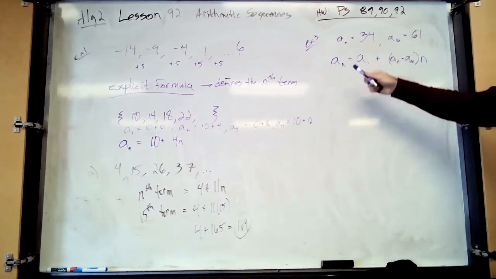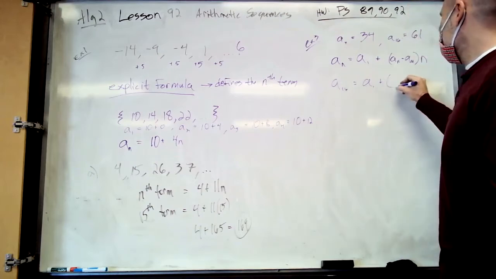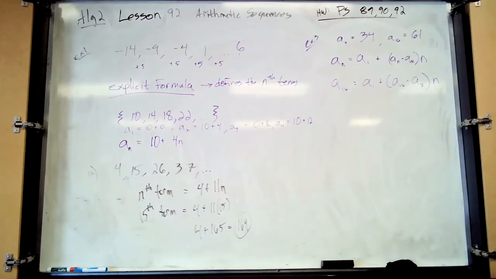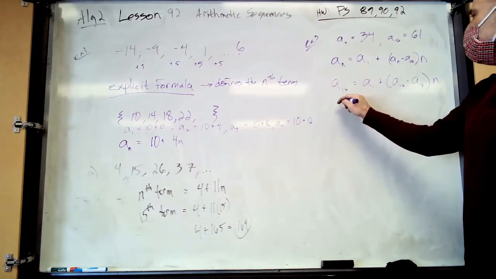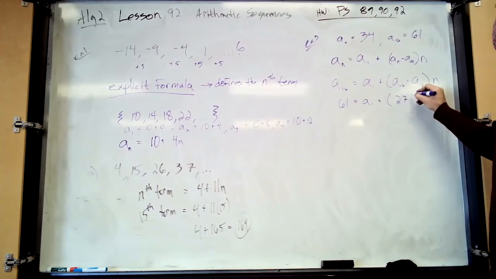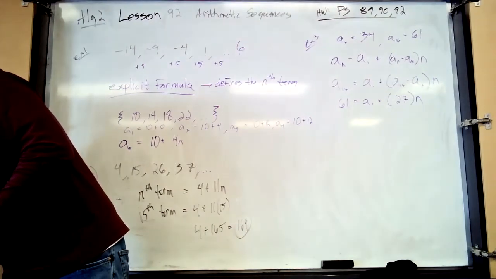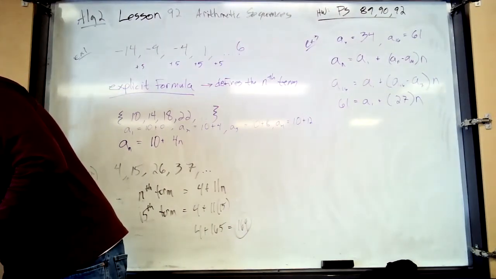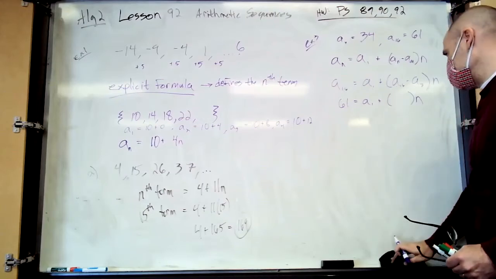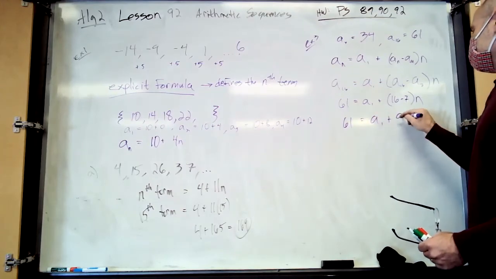So let's just replace these guys. So let's go a of 16 equals a of 1 plus a of 16 minus a of 7 times n. Okay? Well, we know those numbers. This is 61 equals a of 1 plus 61 minus 34 is 27 n. Okay? What did I do? No. So this is not 61 minus 34. This is just 16 minus 7. Okay, so 61 equals a of 1 plus 9n.